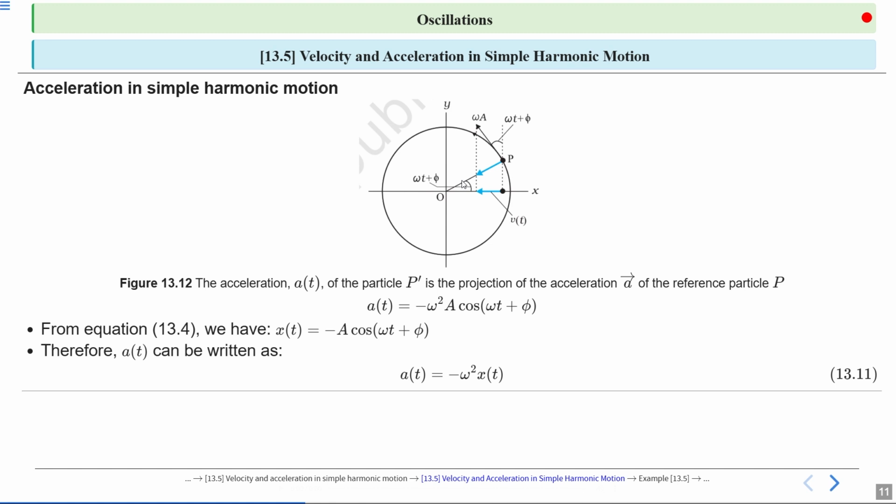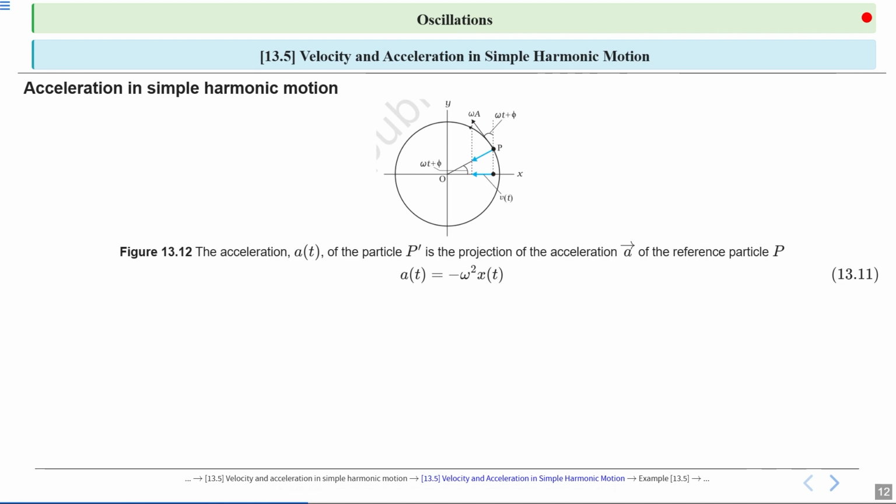The acceleration is always directed towards the center, opposite to displacement, and its size is proportional to how far the particle is from equilibrium. For example, if omega is 2 radians per second and x of t is 0.5 meters, then a of t is equal to minus 4 times 0.5, which is minus 2 meters per second square. The negative sign shows the restoring nature of the force in SHM.